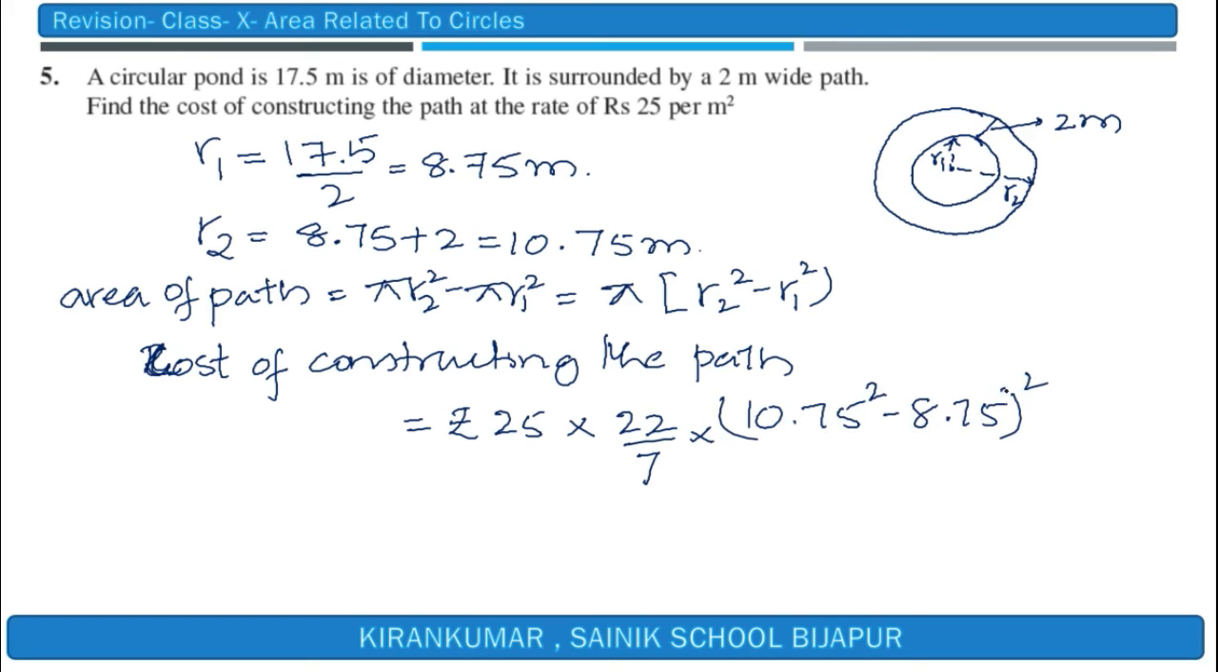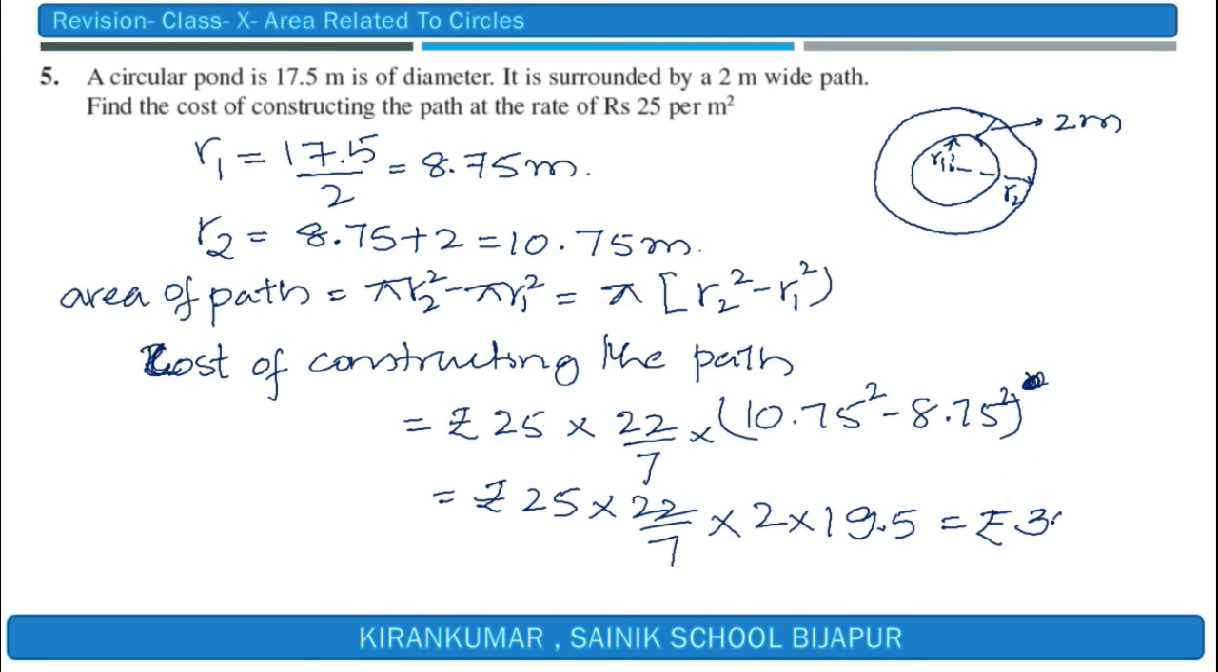Let's use a plus b into a minus b. What do we get? The difference will be 2 and the sum will be 19.5. So it is rupees 25 times 22 by 7 multiplied to 2 into 19.5. On simplification, we get it as rupees 3064.29.